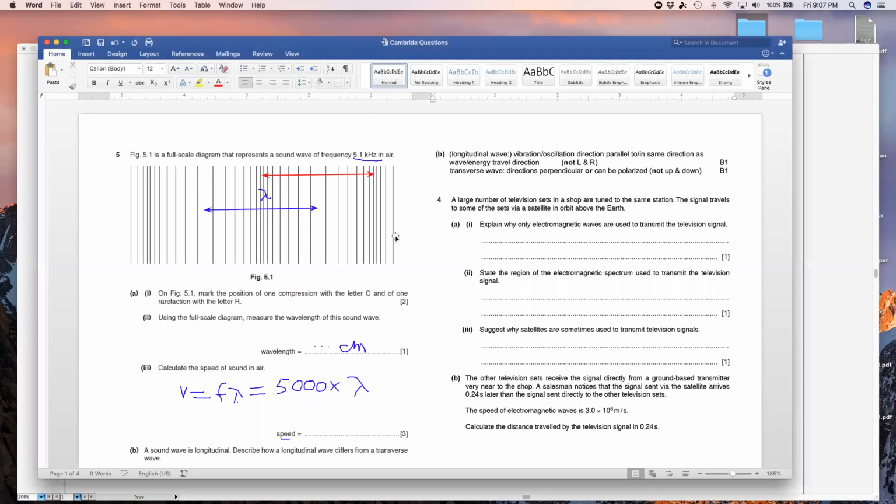Next part, just clear the drawings. I'm going to clear all the drawings. If you want to take a screenshot, you can do so in 5, 4, 3, 2, 1.